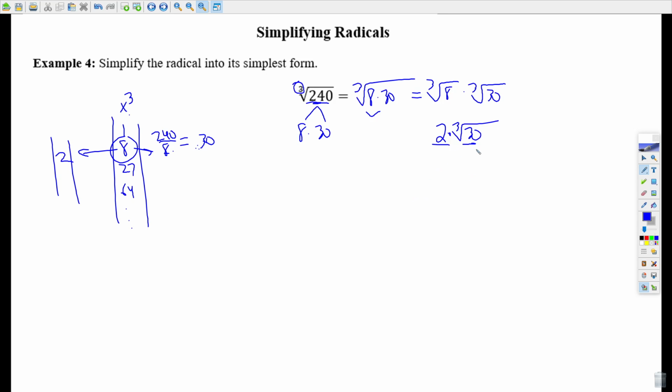So one question would be, could you go further with 30? Could you break apart 30? The problem is you won't find a perfect cube in 30 because 30 is 3 times 10, and 10 is 2 times 5. We have 3, 2, and 5. That's all we have. Nothing else can go perfectly into a cube root. So that's our answer.